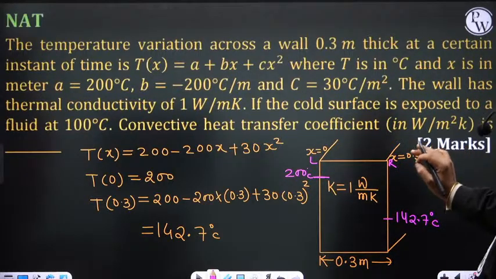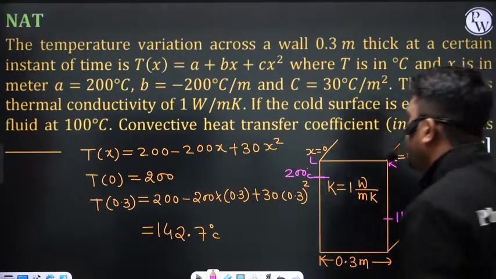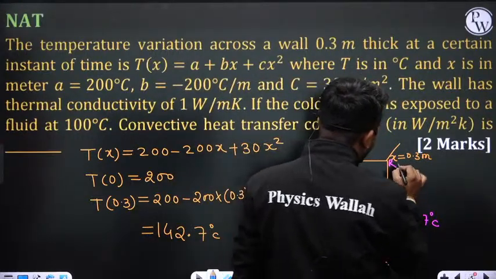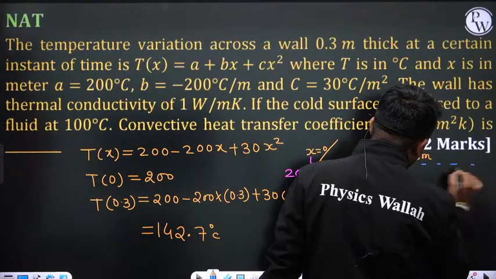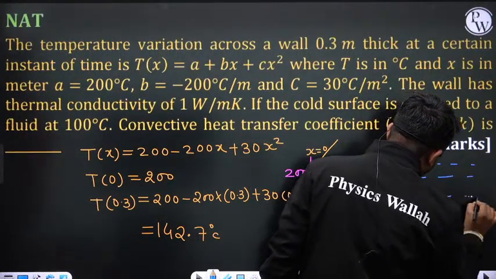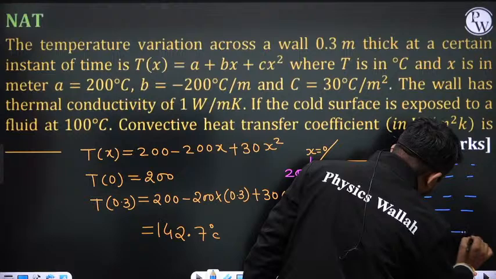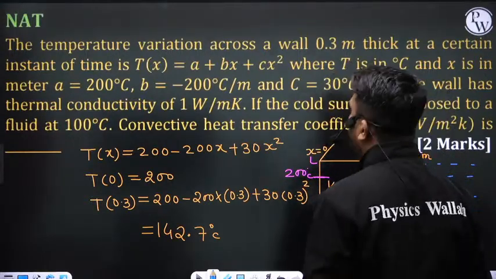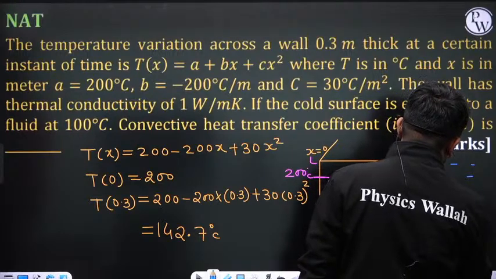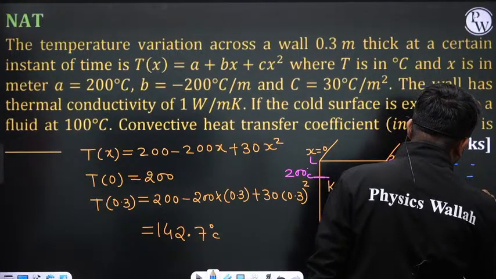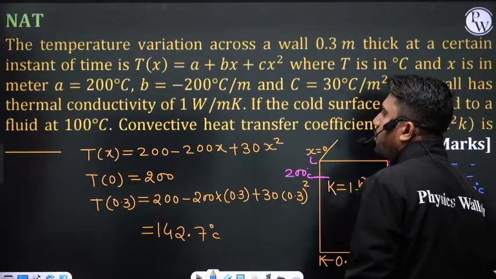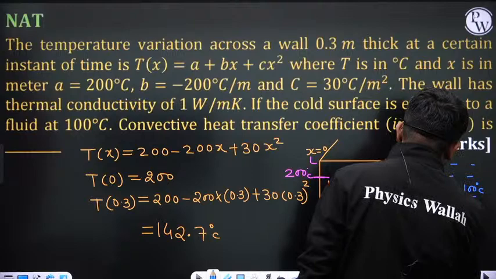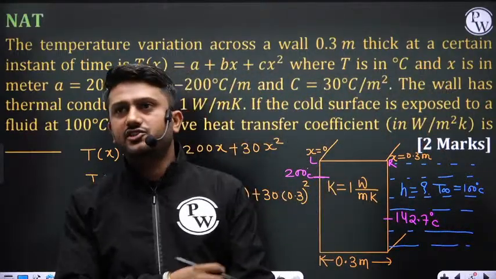It is mentioned in the problem that the cold surface is exposed to the fluid which is at 100 degrees Celsius. So this is the cold surface, and this cold surface is in contact with the fluid which is at 100 degrees Celsius. So T infinity is equal to 100 degrees Celsius. This is given in the problem. So what is the value of H, the convective heat transfer coefficient? This is asked.